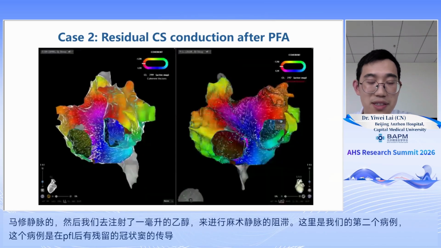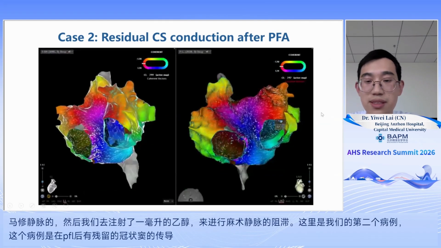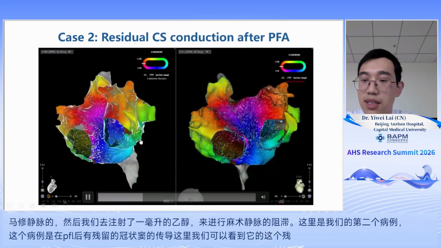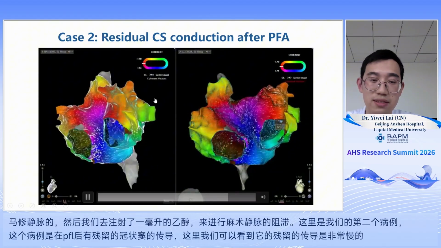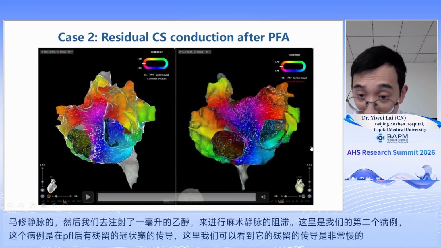And 3 months later, this patient came back with a tachycardia, which indicates a very slow conduction in the coronary sinus, from the infusion and the coronary valve. And this tachycardia was terminated with only 1 shot within the coronary sinus.